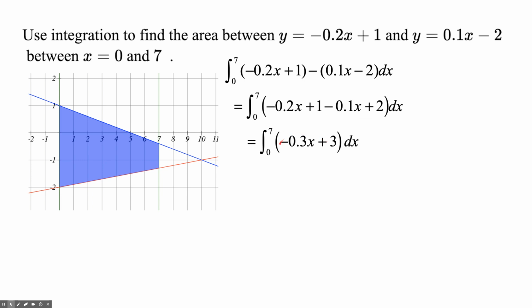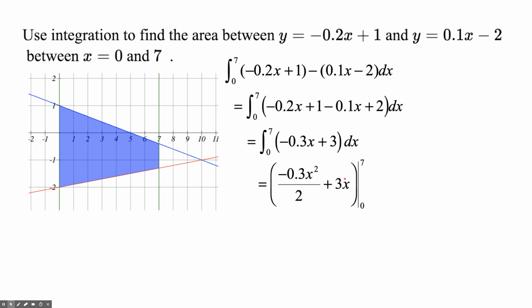Now we need to find the antiderivative of this expression. Recall from the power rule for antiderivatives, the power here for the x is a 1, so we're going to increase the power by 1, divide by that same new power, and keep the negative 0.3 coefficient. That's the antiderivative of this first term. The antiderivative of the second term is 3x.